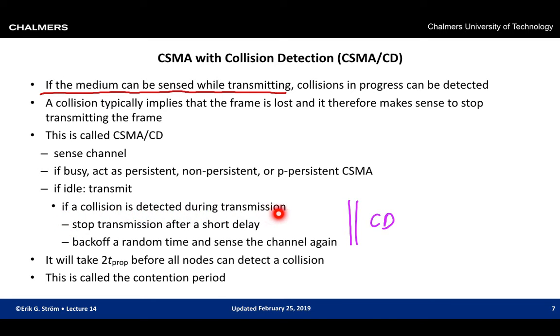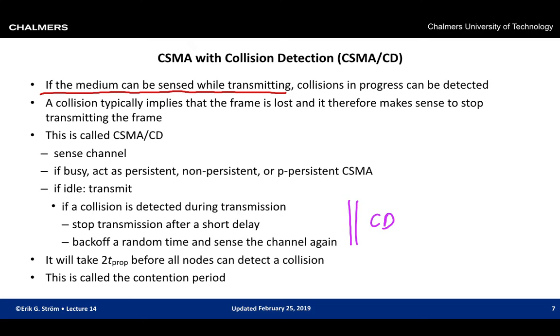If a collision is detected during transmission, we stop transmission after a short delay. So we don't necessarily stop immediately, or if we stop immediately, we still keep on transmitting a little bit of data. And the reason for this will be clear later on. And then we back off a random time, and then we sense the channel again. Perhaps we use persistent, non-persistent, or p-persistent CSMA. So the only modification now is that when we detect a collision, we stop transmitting.